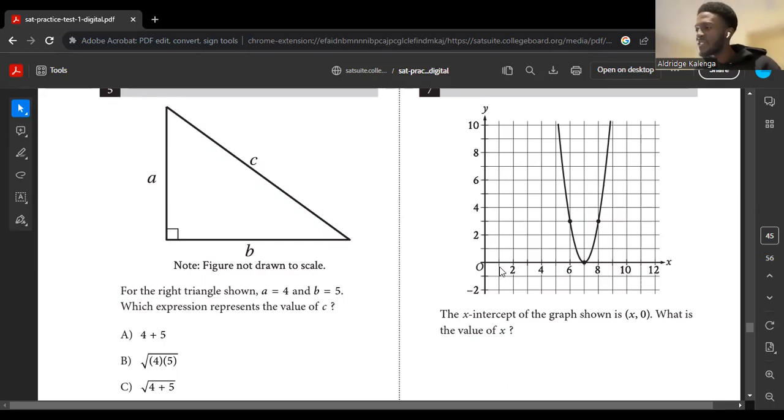We can see that these are divided in 2s, right? Like 1, 2, 3, 4, 5, 6. So our value is 7, right? (7, 0). So the answer for number 7 is actually 7. All right, so that one we'll move on.